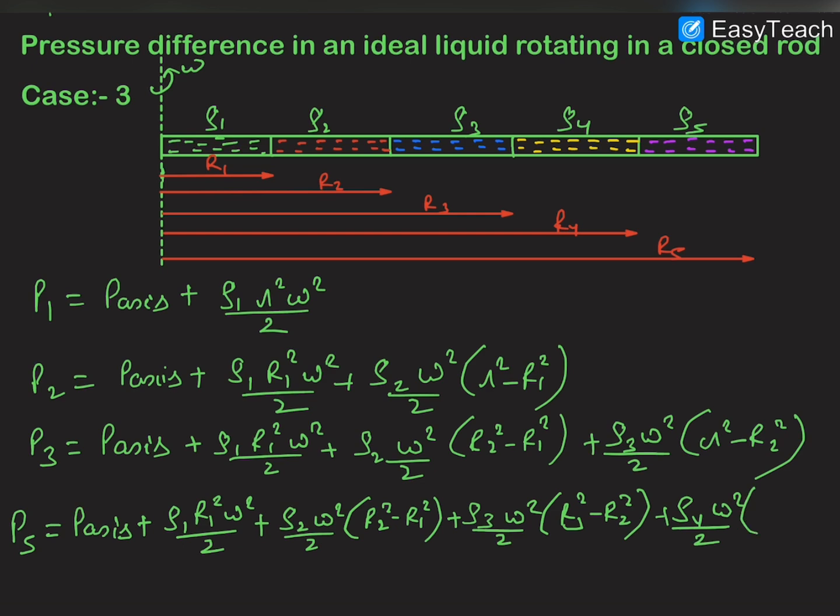this is R4 square minus R3 square, and the last one will be rho 5 omega square by 2, and it would be r square minus R4 square. So in this way you can write down the pressure in all of the sections.